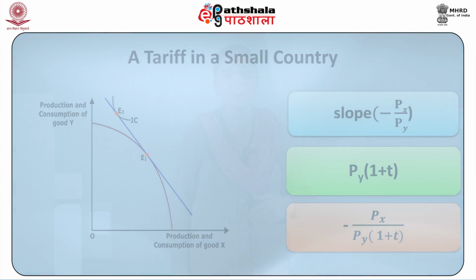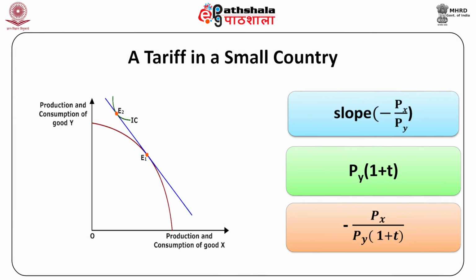Tariff in a small country. Now assume a country that produces and consumes two goods, X and Y. We also assume here that the country is small and unable to affect its terms of trade. It exports good X and imports good Y. The country exports X to the world market at the given world price Px and imports Y at a given world price Py. The figure illustrates the situation of this country in case of free trade without a tariff.